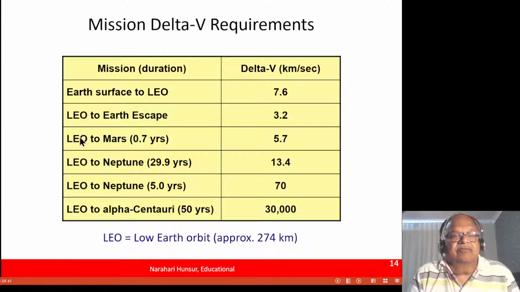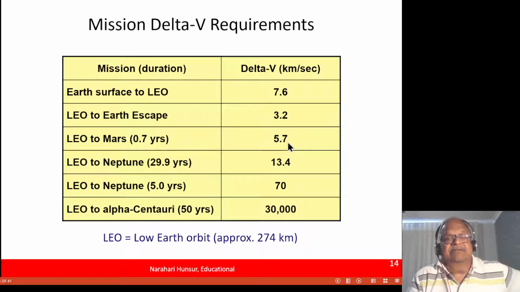And as I said earlier, you put it first in LEO, and then you want to put it into some other orbit. You want to make it a circular orbit, or you want to take it to the Moon or Mars or whatever. So let's say from low Earth orbit you want to take it to Mars. The time duration will be 0.7 years, and the velocity increment you need is about 5.7 over and above 7.6.